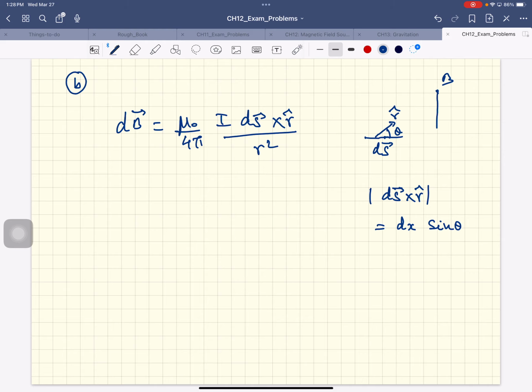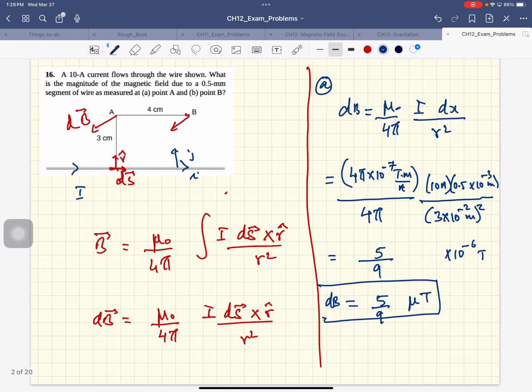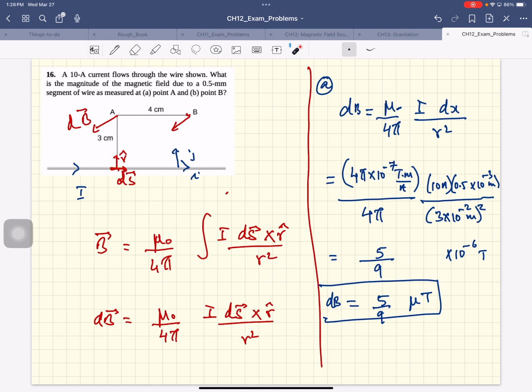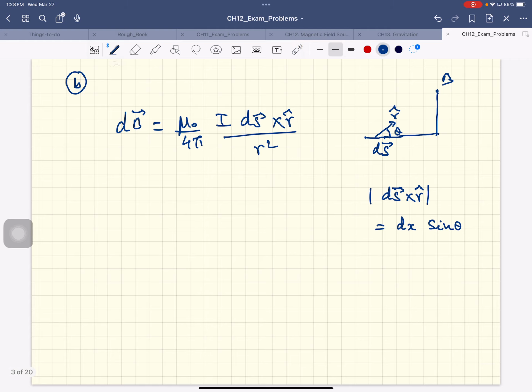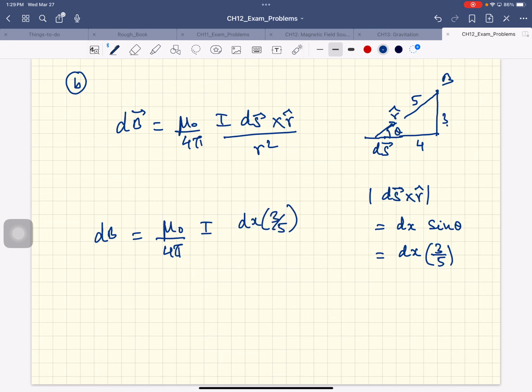And now sine theta, if you look at the diagram, is 3 centimeters over 5, because this is 4 centimeters, that's 3 centimeters, and that is 5. So sine theta is 3/5, so it's dx times 3/5. dB is exactly the same, mu naught over 4 pi, I dx times 3/5 over r squared.